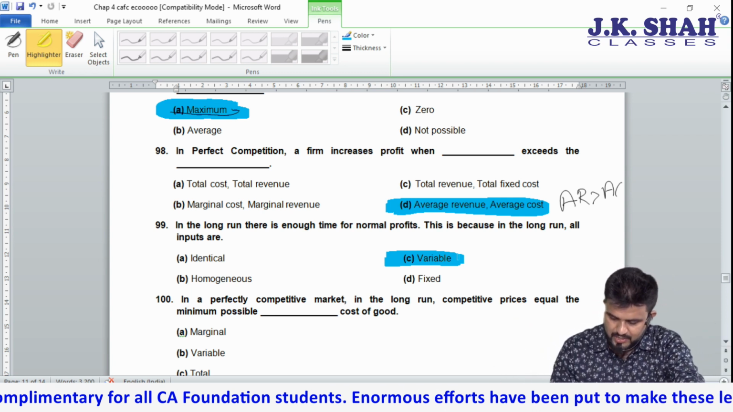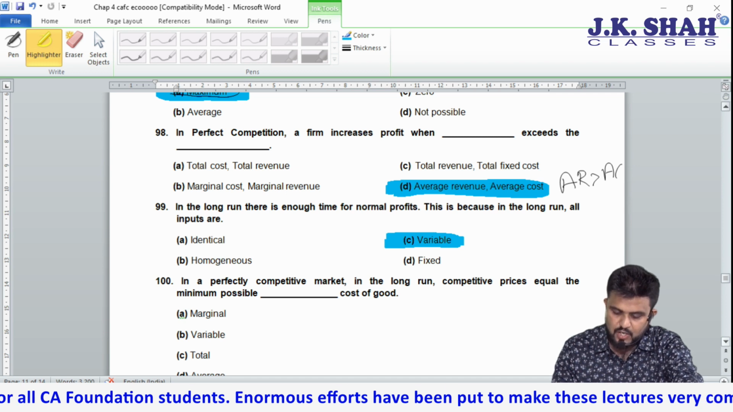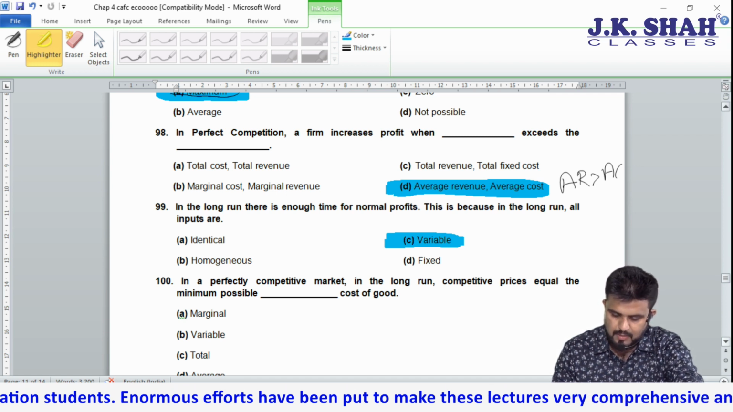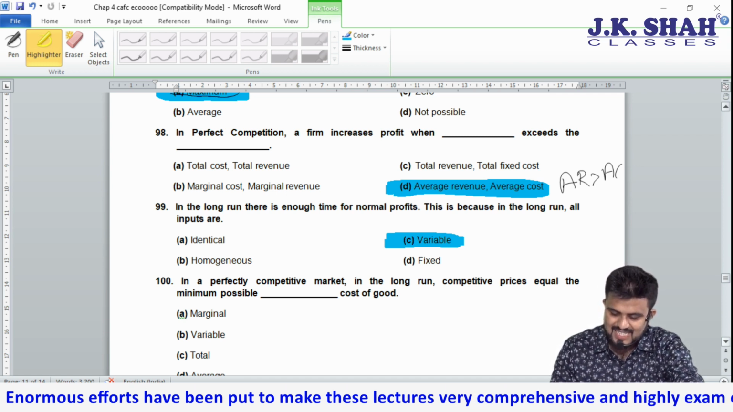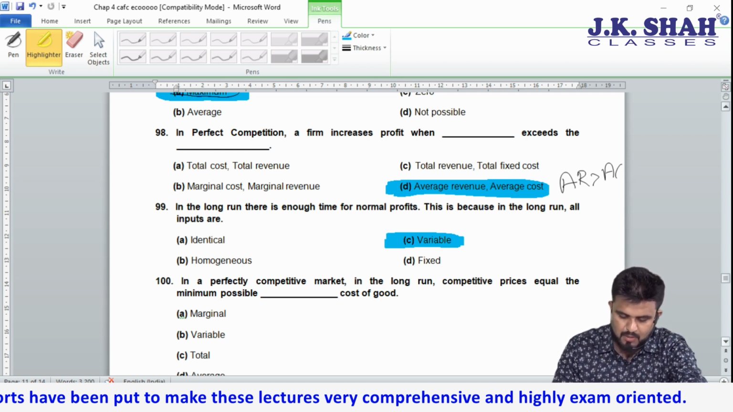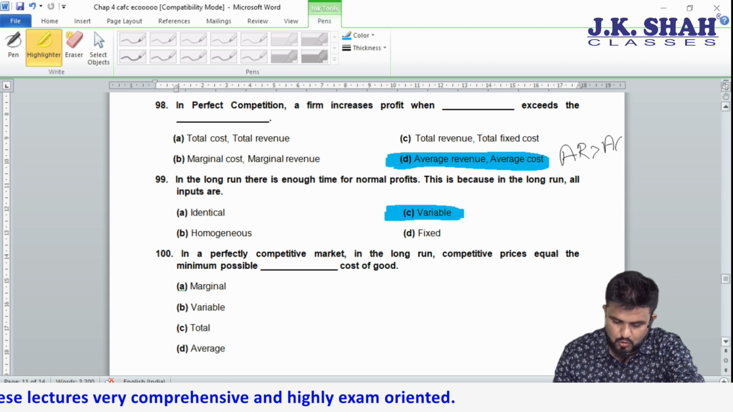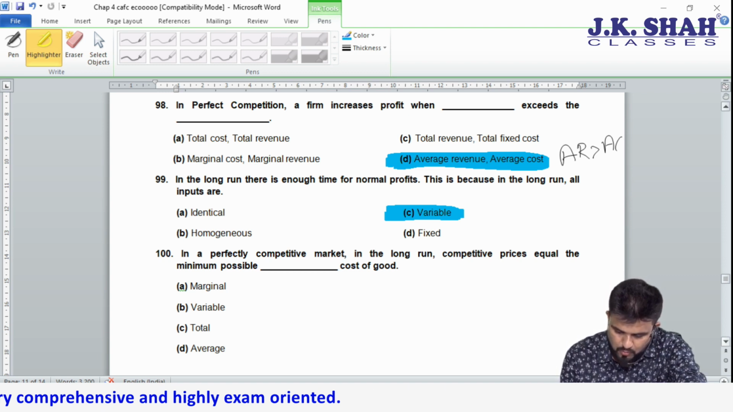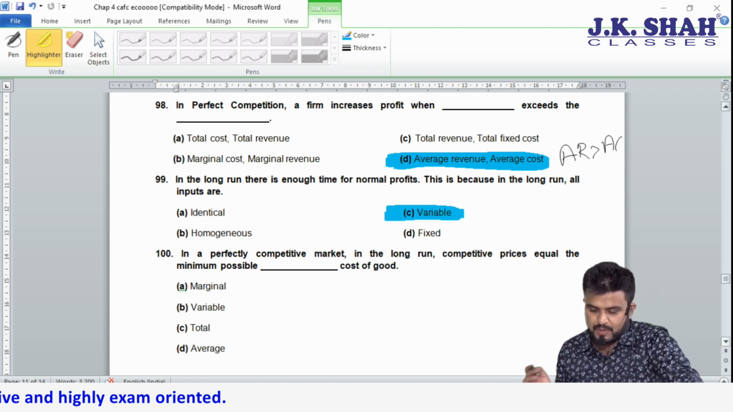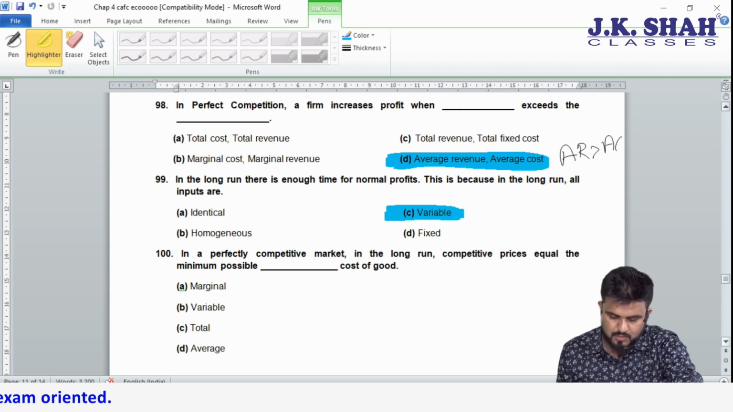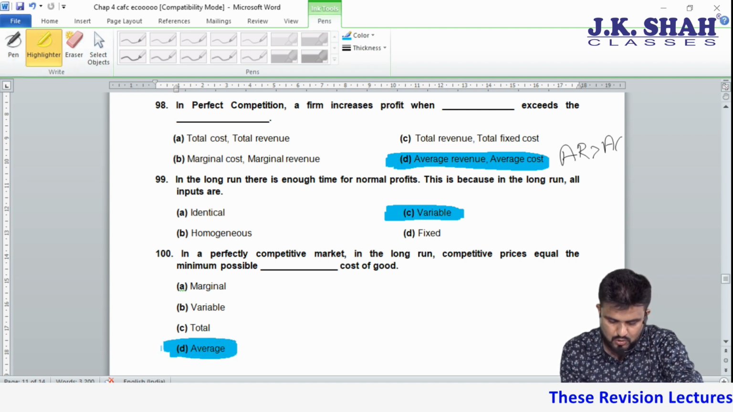Moving to the 100. In a perfectly competitive market in the long run, competitive prices equal the minimum possible dash cost of the goods. In the long run, competitive price equals minimum possible. Answer is, students, average cost of the good.